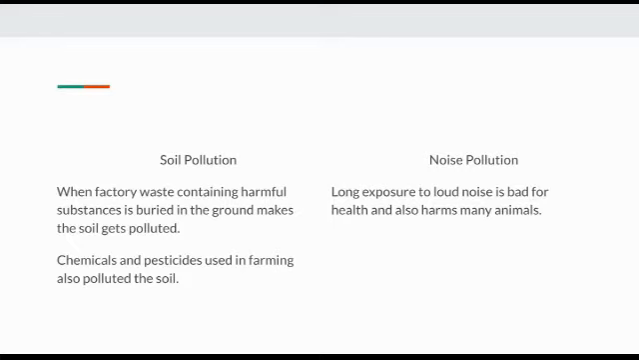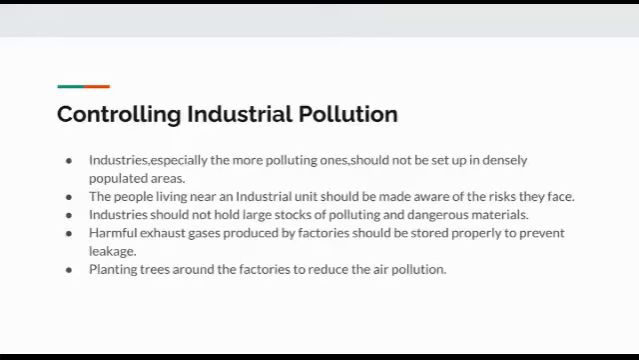Okay. Then next we have one more thing to study, how to control this industrial pollution. How can we control industrial pollution? There are different ways. Many ways are there. We have to study at minimum 5 ways to control industrial pollution.